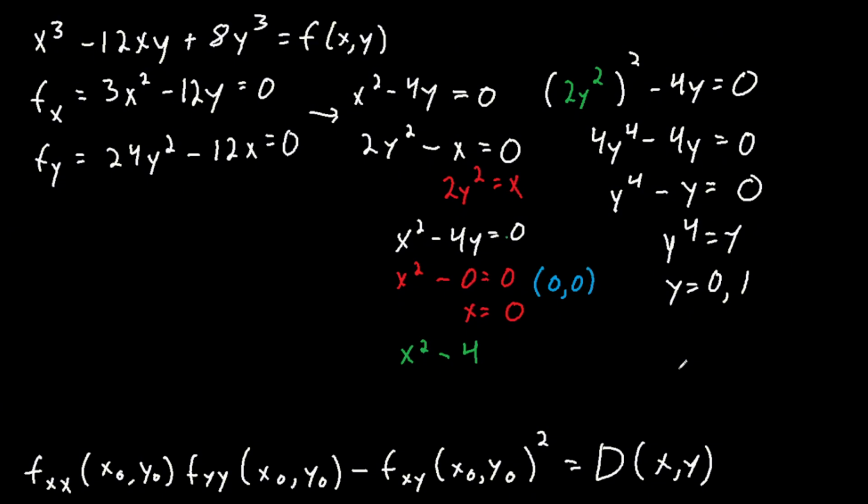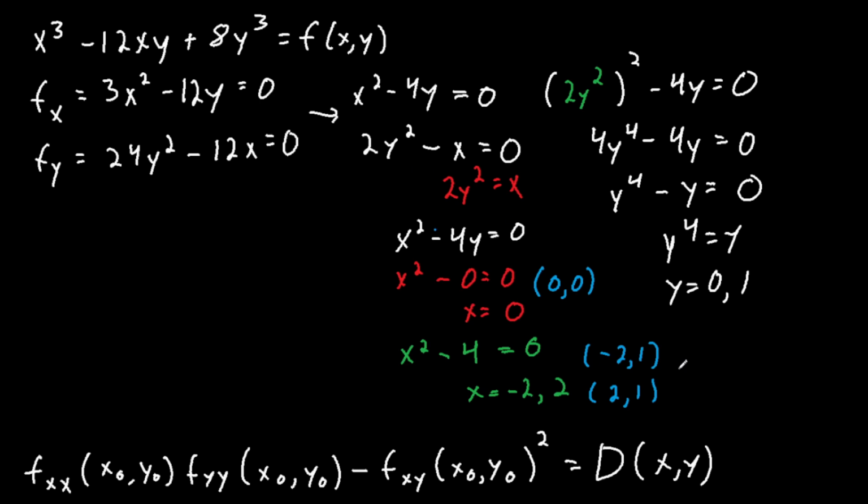And if you do x squared minus 4 is equal to 0, x right here can equal negative 2 or 2. So for our points, we use the value of 1 for our y value here. So our points for the extreme point would be negative 2, 1, and 2, 1.